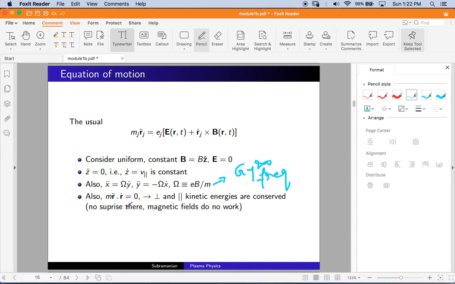Also, MA dot V, where dr/dt is V, so MA dot V is 0. In other words, what this is saying is that the perpendicular and parallel kinetic energies are conserved. No surprise here, because magnetic fields do no work.